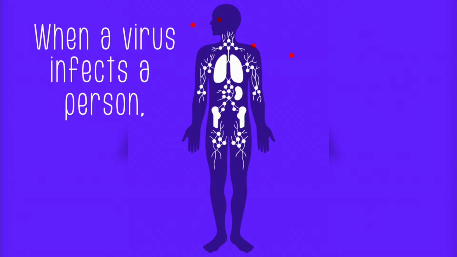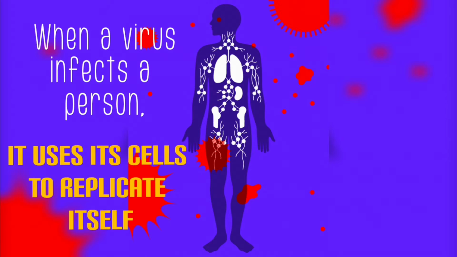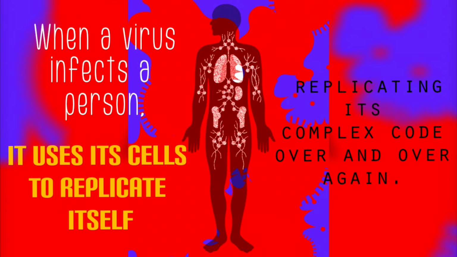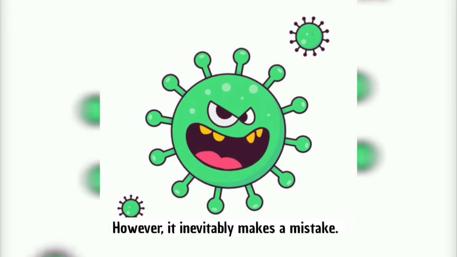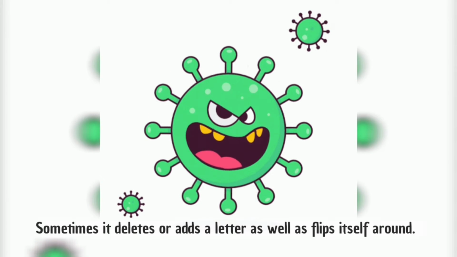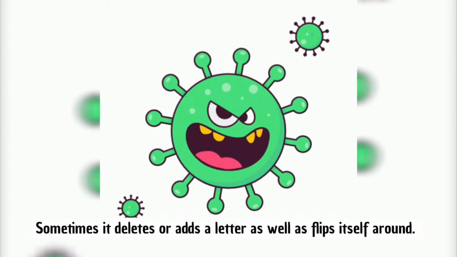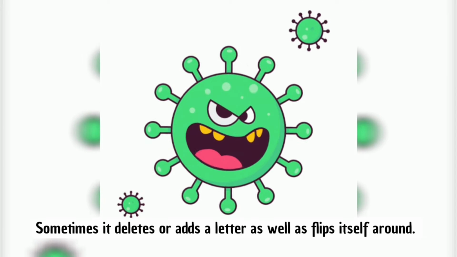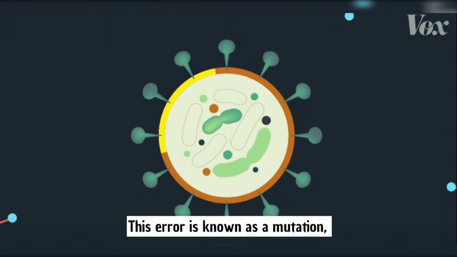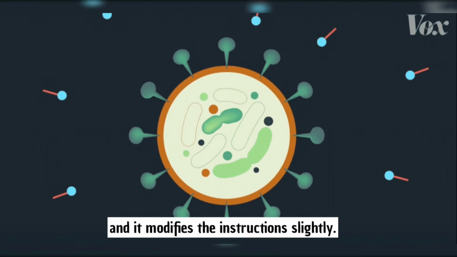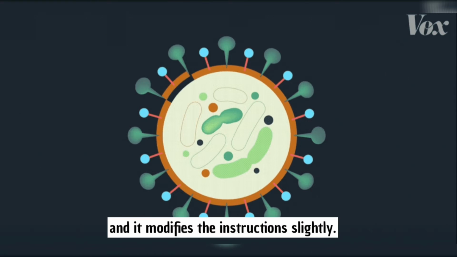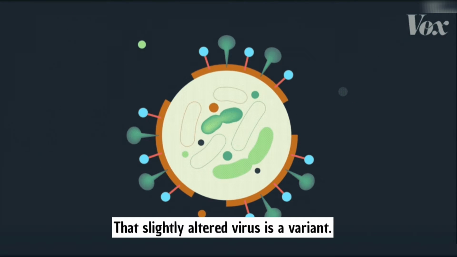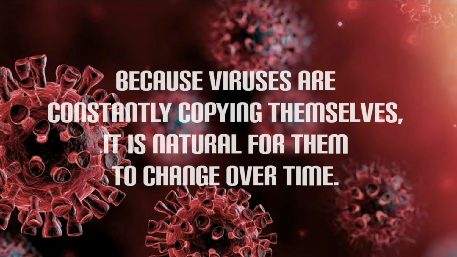When a virus infects a person, it uses its cells to replicate itself, replicating its complex code over and over again. However, it inevitably makes a mistake. Sometimes, it deletes or adds a letter as well as flips itself around. This error is known as a mutation, and it modifies the instructions slightly. That slightly altered virus is a variant. Because viruses are constantly copying themselves, it is natural for them to change over time.